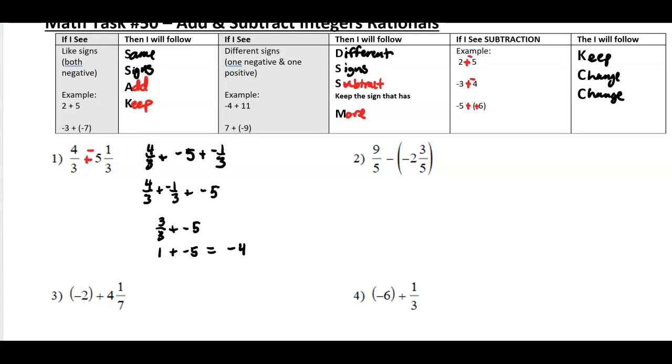What I want you to do is try number 2 and then check in with a teacher in the room. First you want to keep, change, change. And remember, you want to separate your fractions. So you have 9/5 plus 2 plus 3/5. And then you're going to want to rearrange using the commutative property.